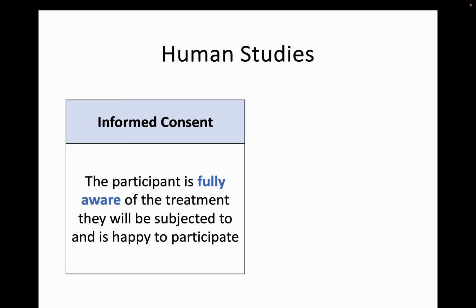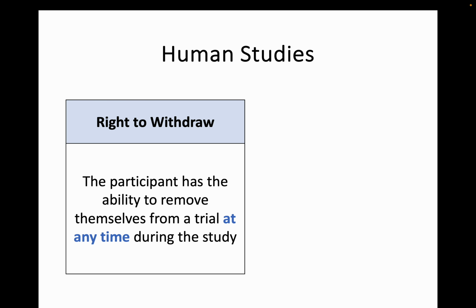So first of all, you have informed consent. Like I mentioned, this is making sure that the participant is entirely aware of what's going on. So not only what's going to happen, what's going to be done to them, how it's going to happen, but what are the potential risks of this as well. The idea here is this participant needs to be entirely aware of everything that can happen, be happy to do it, and sign up. On the back of that, though, is the right to withdraw.